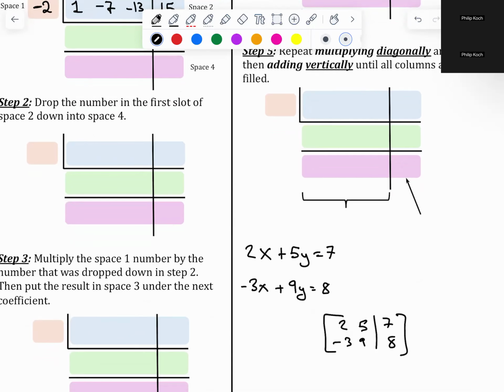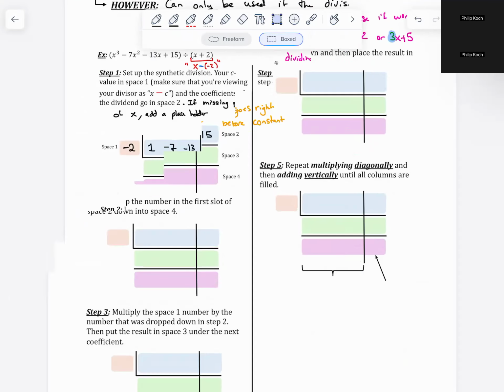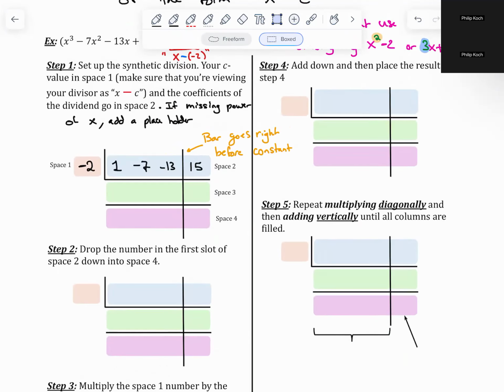You don't have to rewrite the x's and the y's each time. That's essentially what we're doing. We're trying to avoid writing the variables because the variables are going to be there regardless. The numbers are the things that are changing in each problem. All the powers of x are always present in each problem. It's the numbers that are different. So that's what this process is trying to do.